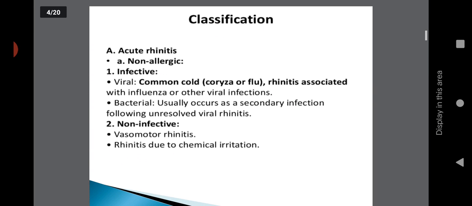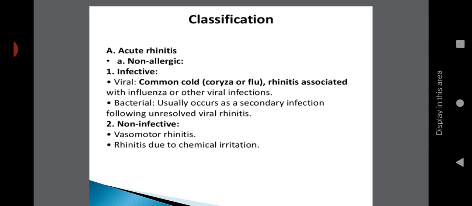Let us see the classification. First one is acute rhinitis. In that, non-allergic is there. Under the non-allergic, infective rhinitis is there. Mainly it occurs due to a virus. We can call it the common cold. Rhinitis associated with influenza or other viral infection. Then the second one is bacterial, which usually occurs as a secondary infection following unresolved viral rhinitis. So bacterial rhinitis mainly occurs because of a secondary infection.